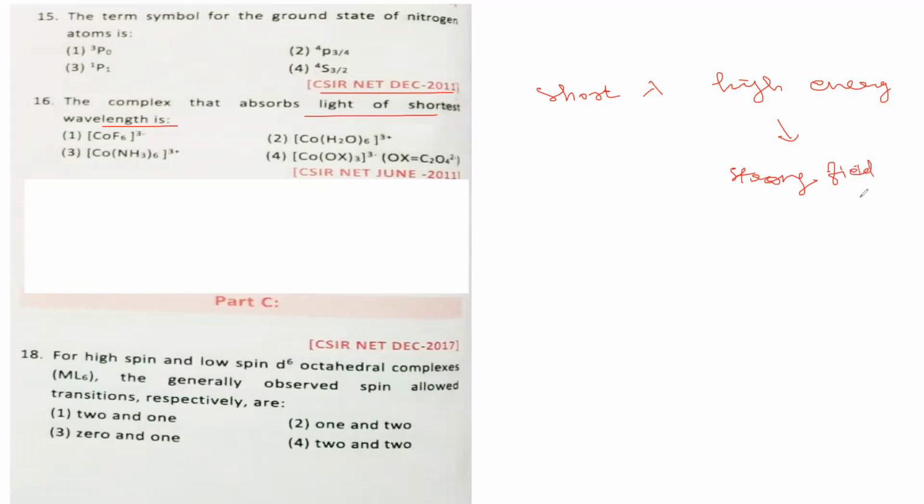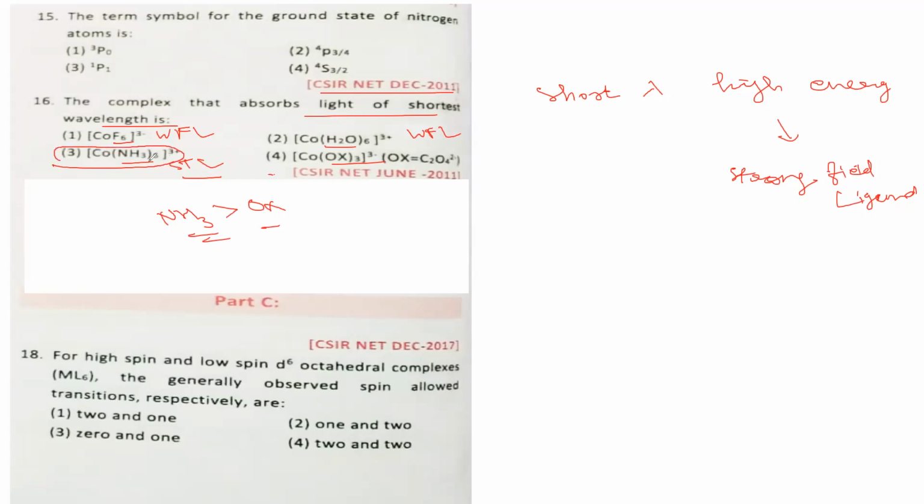Okay, so we have to find out which ligand is the strong field ligand. Fluoride is a weak field ligand. Water molecule is also a weak field ligand. Okay, NH3 is a strong field ligand, and oxalate is also a little bit of a strong field ligand, but compared to ammonia, it is weak. So that's why option number 3 is the right option.